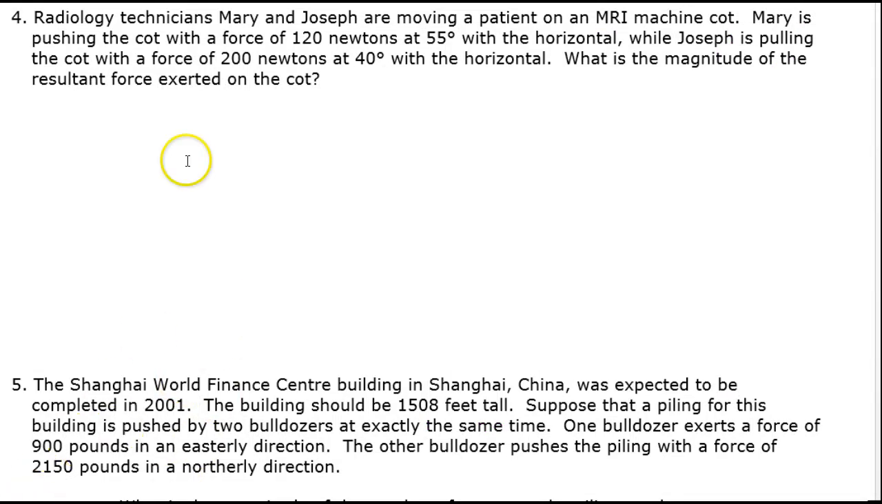So, for number 4, radiology technicians Mary and Joseph are moving a patient on an MRI machine cot. Mary is pushing the cot with a force of 120 newtons at 55 degrees with the horizontal, while Joseph is pulling the cot with a force of 200 newtons at 40 degrees with the horizontal. What is the magnitude of the resultant force exerted on the cot?